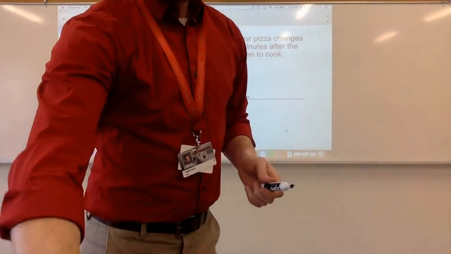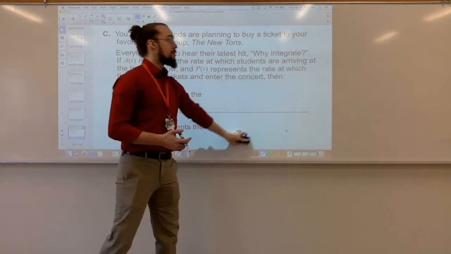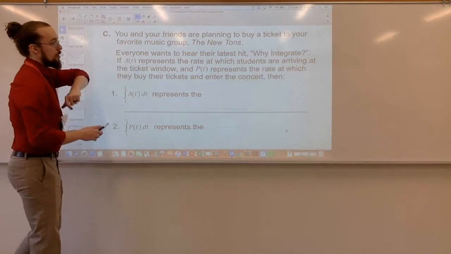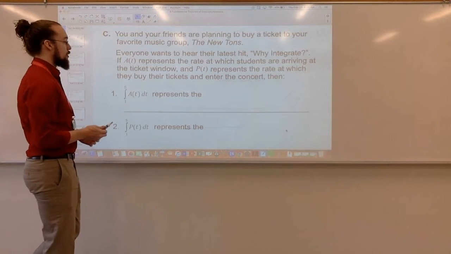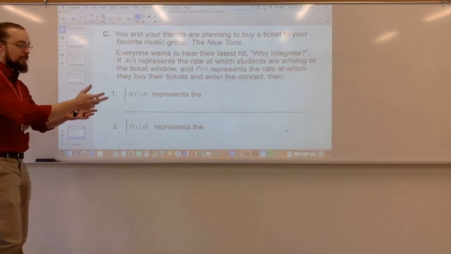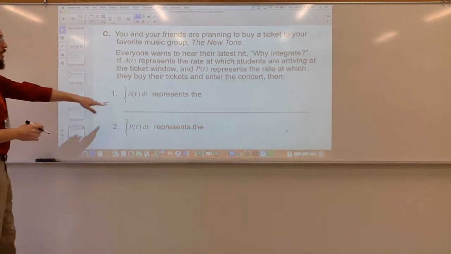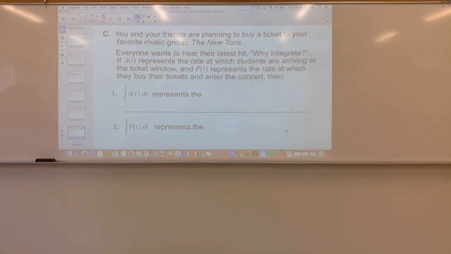Alright. How about one where we've got two functions? In this example, we want to see some new music group. A of t represents the rate at which students are arriving at the ticket window, and P of t represents the rate at which they buy their tickets and enter the concert. So A of t is people getting in line, and P of t is people buying the ticket and going into the concert. If I want to integrate A of t from 1 to 5, what is that going to represent?